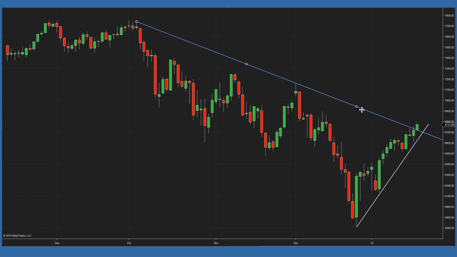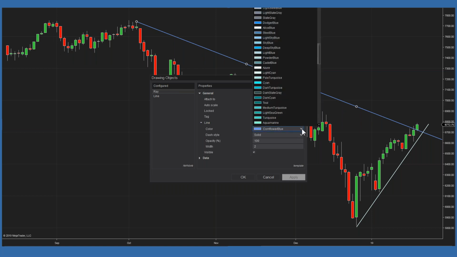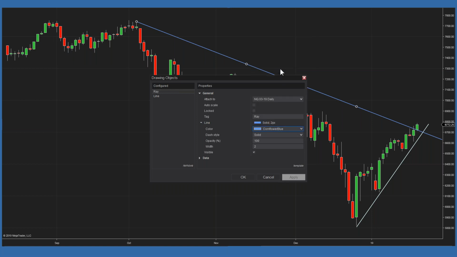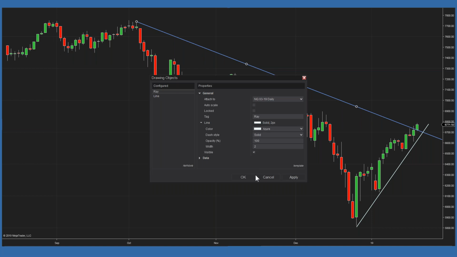Somewhere, what's going to happen here is, let me change this line color while I'm here. Because I've got too many blues going on with the Raptor. Okay, I think I did that right.